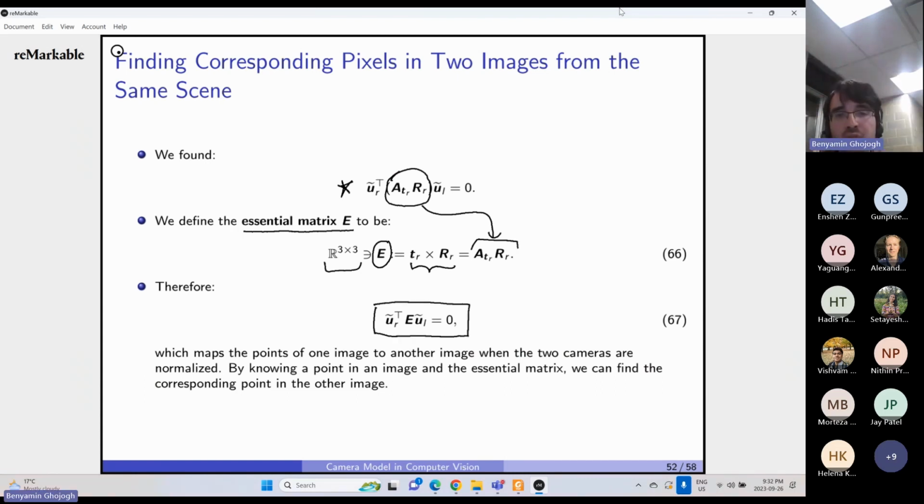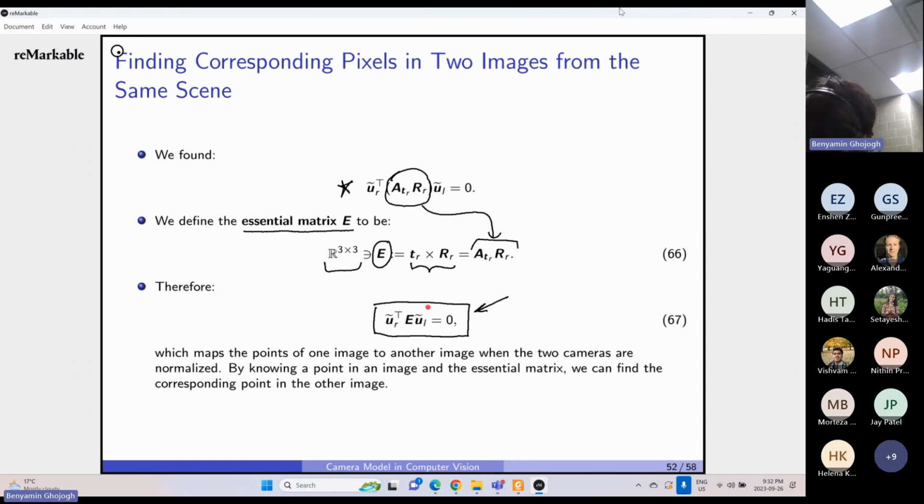You see, the proof, which will not be in your exam, you know that. The proof was complicated, but the result was very simple. So what is this? This is one of the most famous equations in computer vision. UR tilde transpose E UL tilde equals 0. And 0 is a scalar.